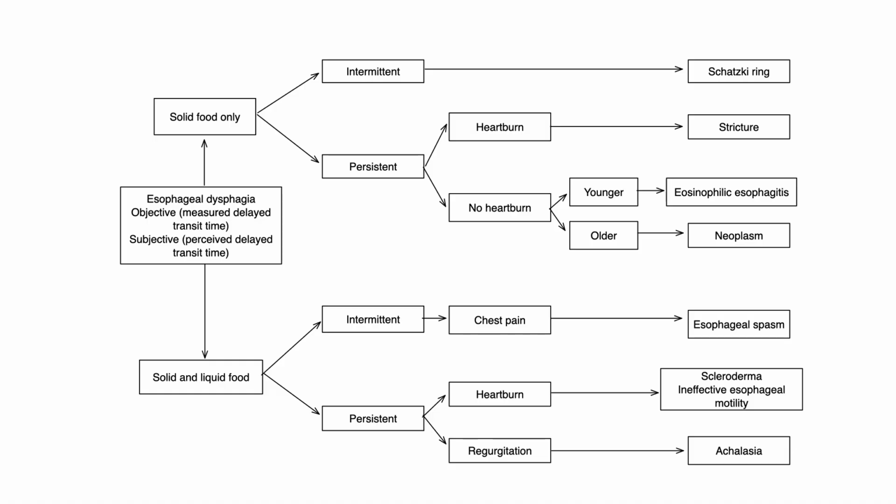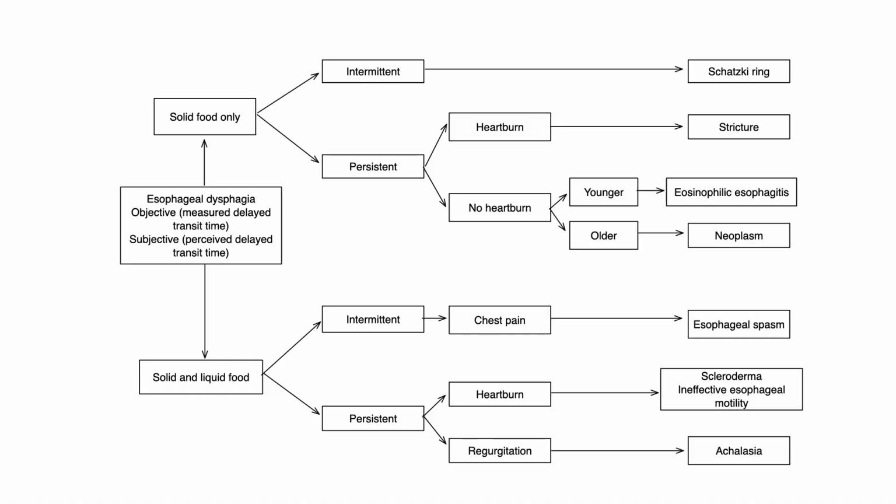With esophageal dysphagia, you can either have solid food only or solid and liquid food. If it's solid food only, is it intermittent or persistent? If it's intermittent, it's usually a Schatzky's ring. If it's persistent and they get heartburn associated with it, it's probably a stricture. If it's persistent and solid food only, with no heartburn, younger is probably eosinophilic esophagitis, older is probably a neoplasm. With solid food, it seems more like a structural lesion, whereas with solid and liquid food, it's more of a functional problem.